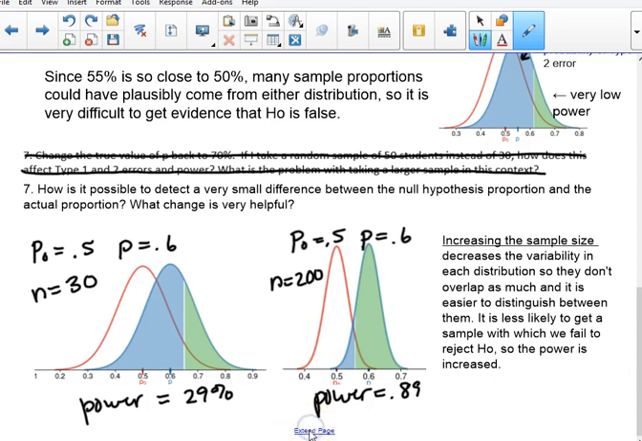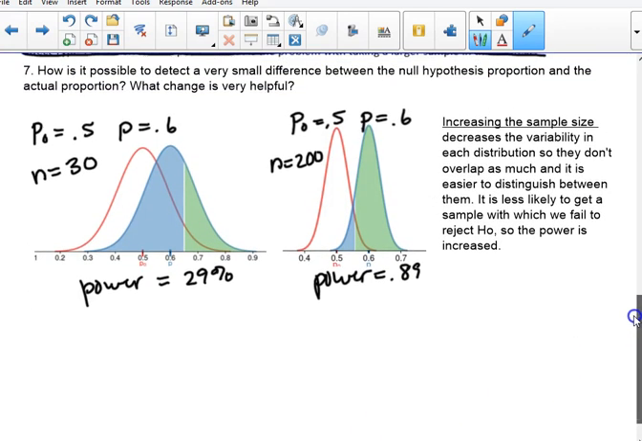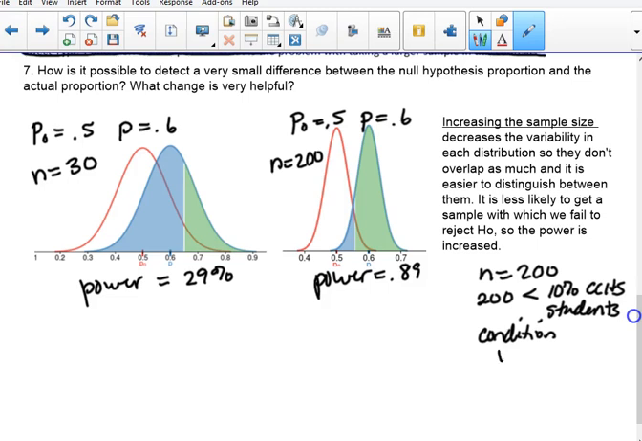However, there is one problem with my particular situation. If n is equal to 200, 200 is not less than 10% of the CCHS student population. Okay, so I violated a condition. That is a problem when you're dealing with proportions: taking a large sample size is really helpful, but if you go too large, then you violate the 10% condition, and the probability calculations will be affected and will not be accurate. So you do have to be careful about that.